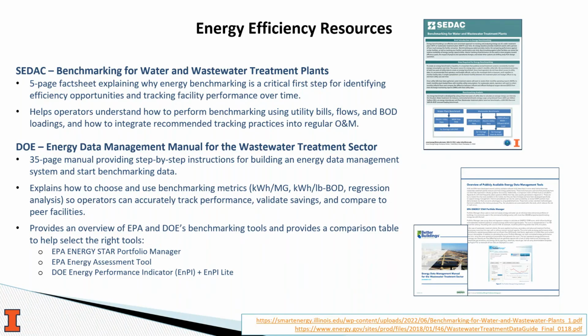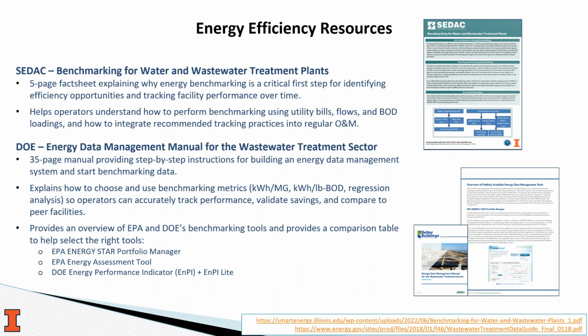The guide also provides a clear overview of EPA and DOE's benchmarking tools, and includes comparison tables that help operators select the right benchmarking tool that they should be using. It also highlights how to use EPA's Energy Star Portfolio Manager, as well as EPA's energy assessment tools and DOE's performance indicator tool to compare how a utility compares to other utilities. And it really outlines the benchmarking process as well.